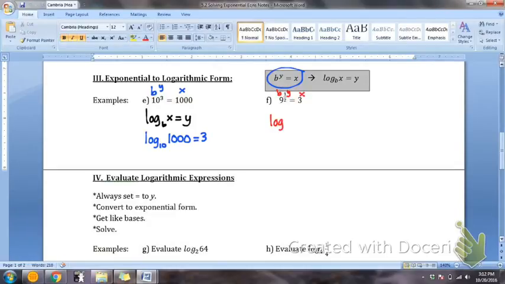So we have log, what do we put as our base here, Colt? 9. So our 9 is little. Paula, what is our x value? Okay. And our y value is? 1/2. Okay. Questions on that? Rewriting it.